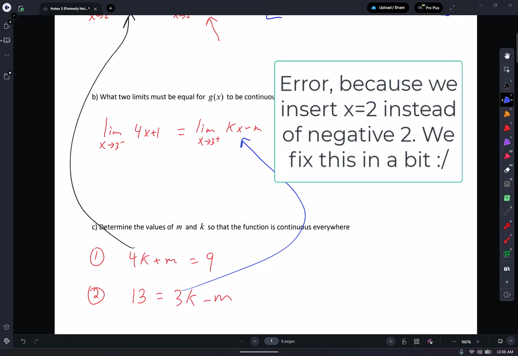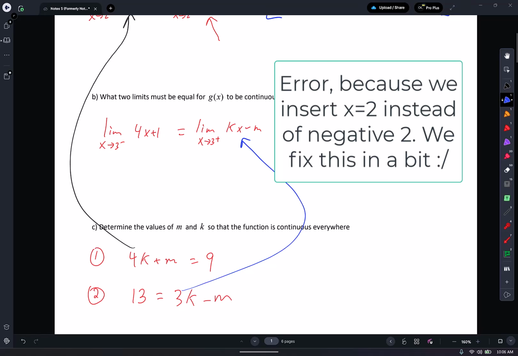Yes. Oh, you got the what? I plugged in 3 into here. 4 times 3 is 12 plus 1 is 13. That's me. It's all good.